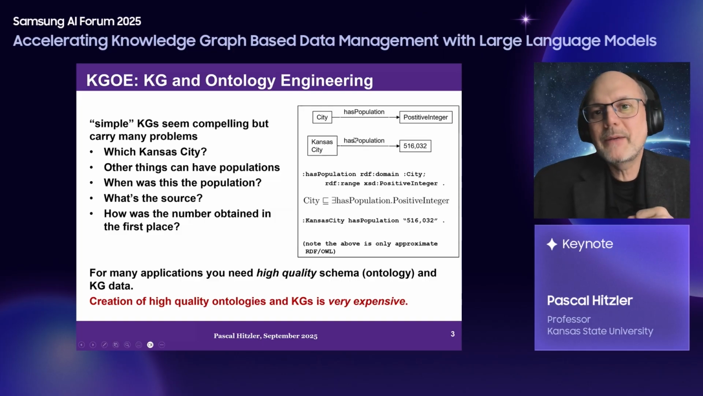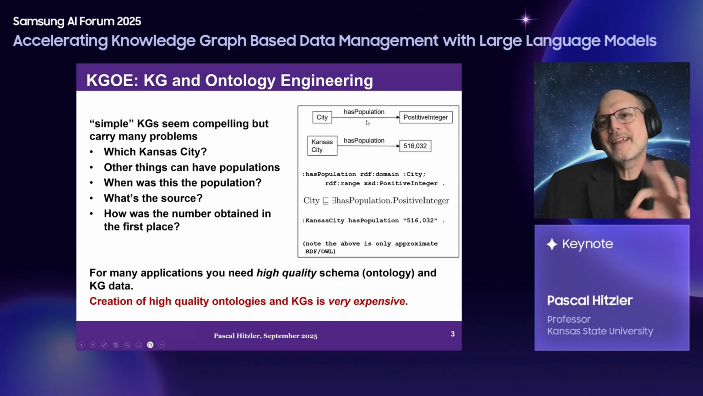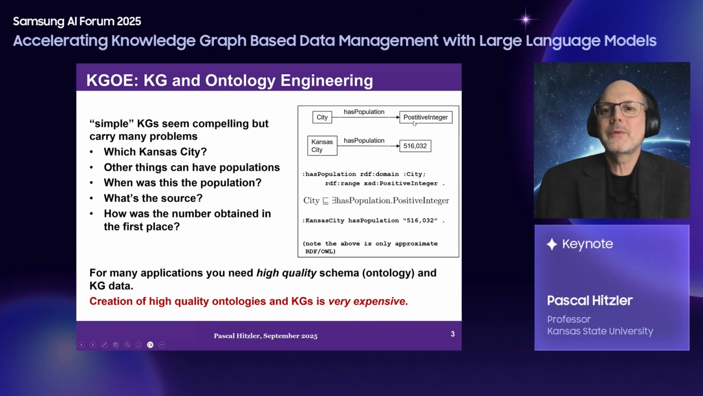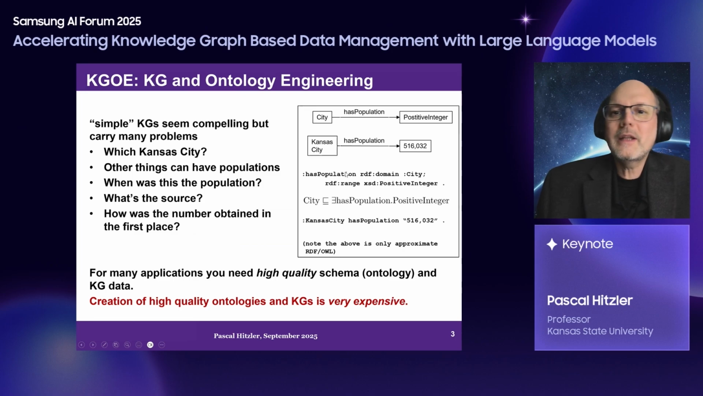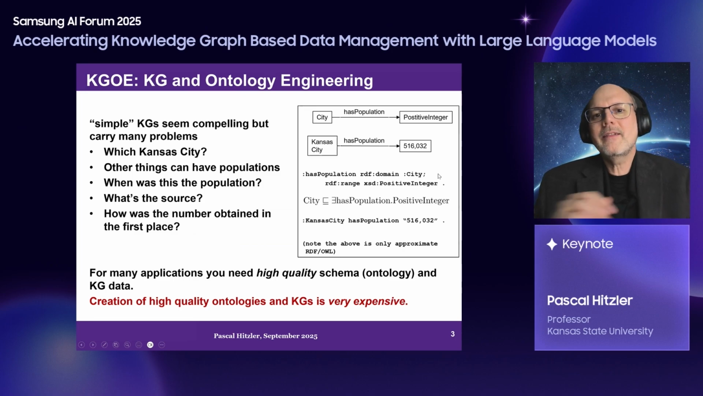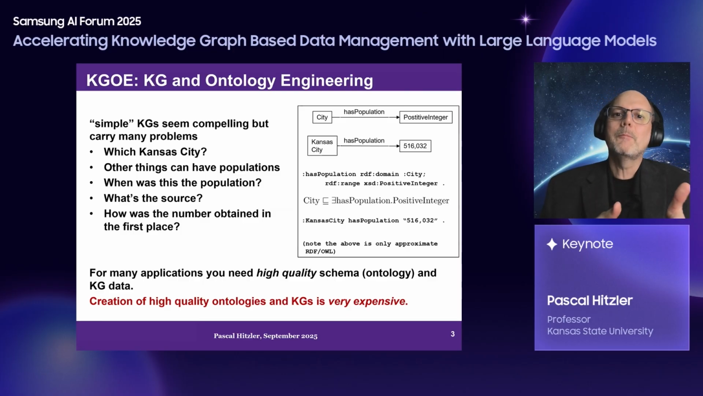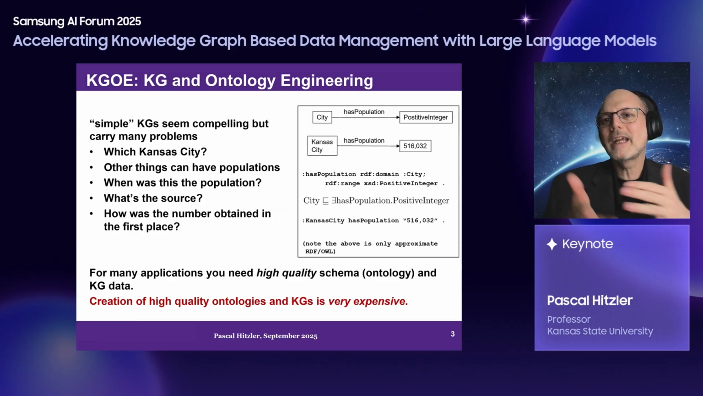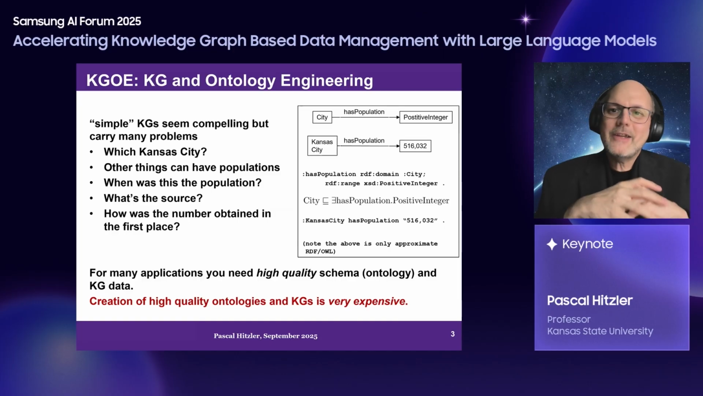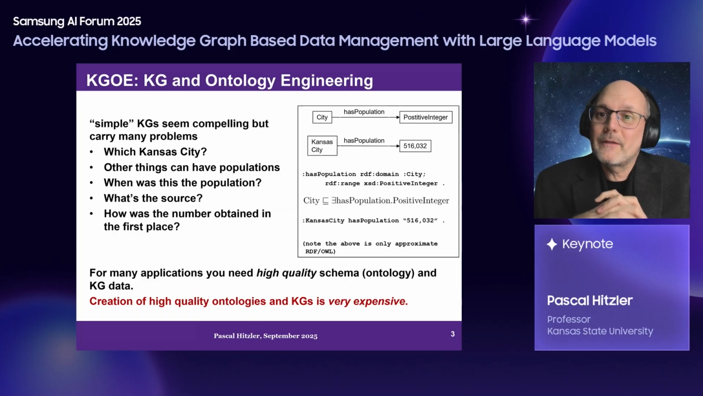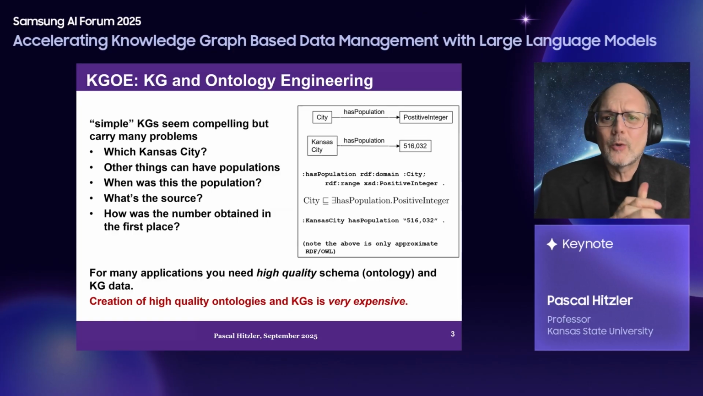Another statement would be, what does this mean at the schema level? A city has a population which is a positive integer. Formally, you could express this in a line such as the one beneath, which would say has population, has domain city, meaning the left-hand side of the arrow is always a city, and then the range would be a positive integer. The right-hand side is always a positive integer. But then you have the problem that other things have populations as well, for example, a state. So is this now a problem or not?